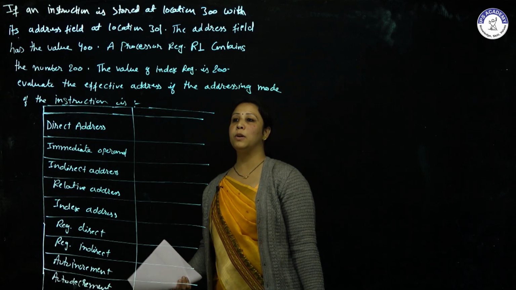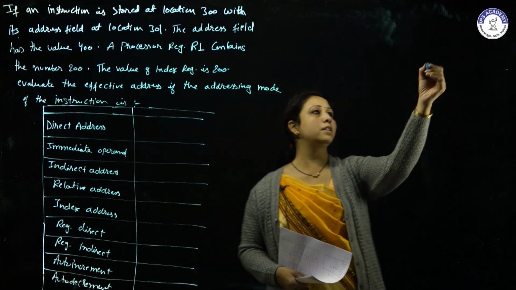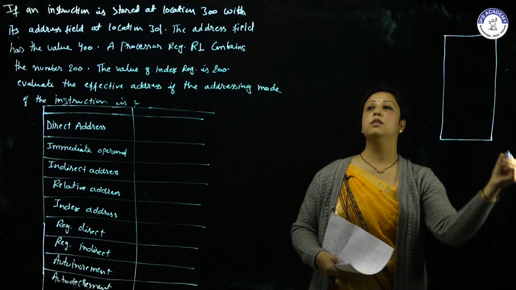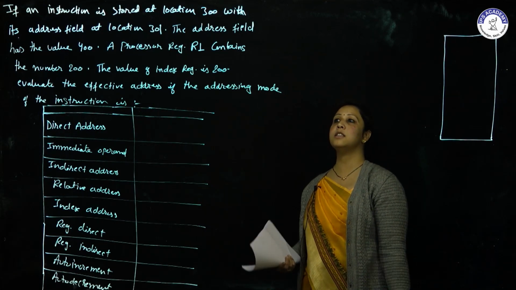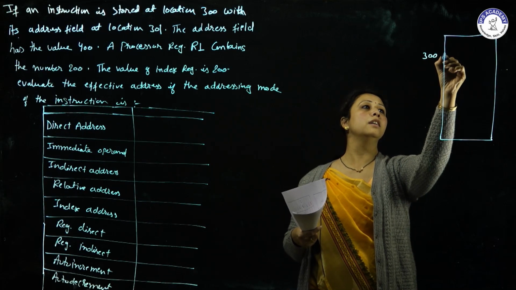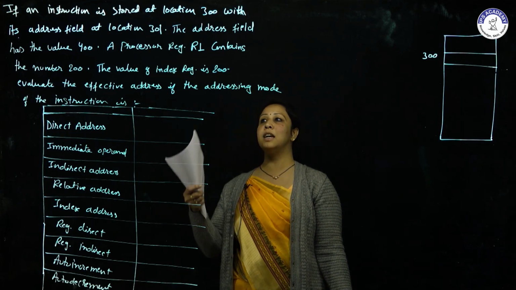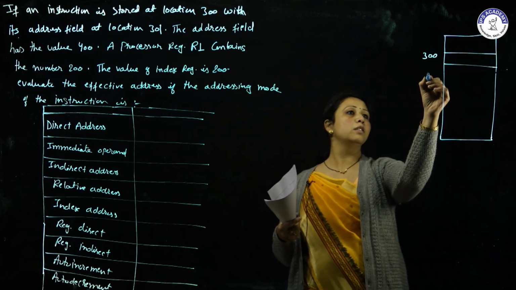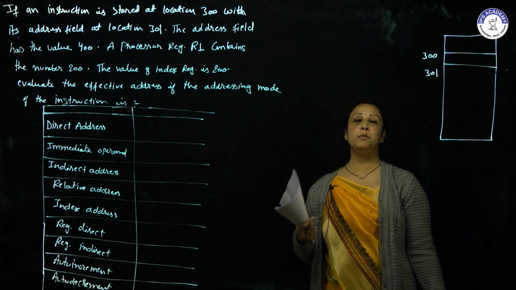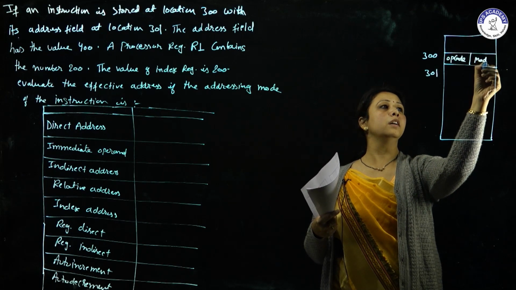So how will we calculate the effective address in different addressing modes? For this we have to maintain a memory stack here. The first line of our question is: if an instruction is stored at location 300. So here is 300, and the next line is with its address field at location 301. So 301. An instruction contains three parts: opcode, mode and address.